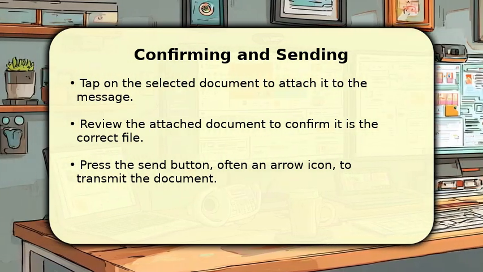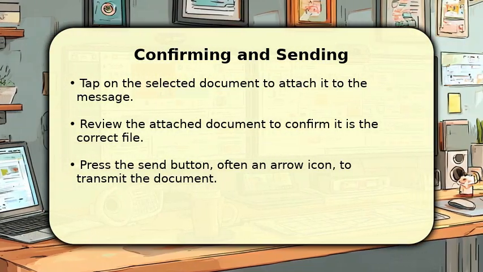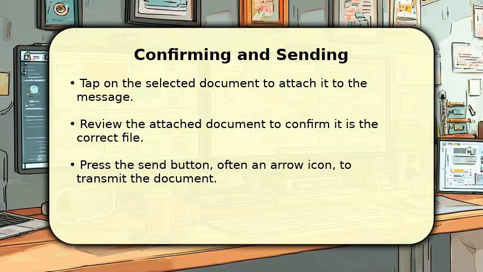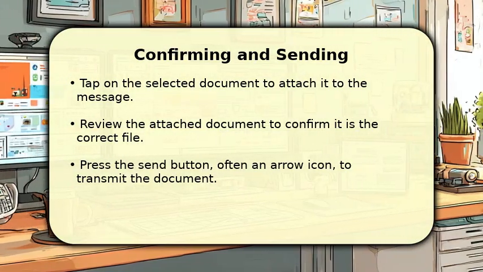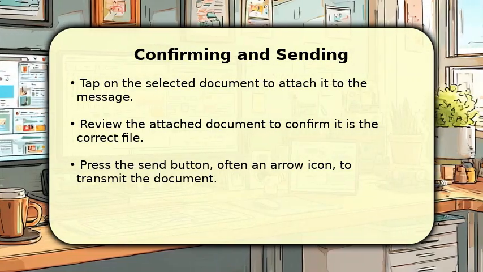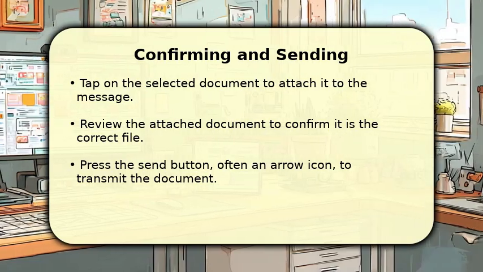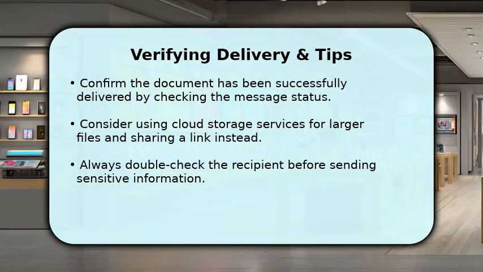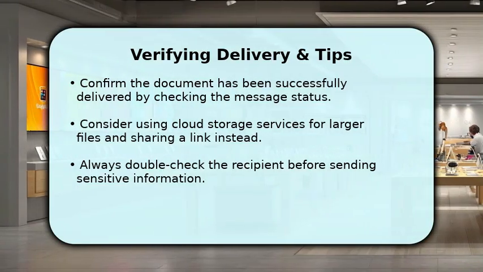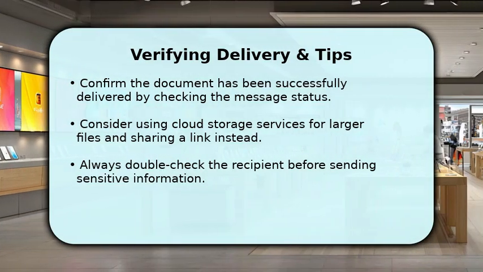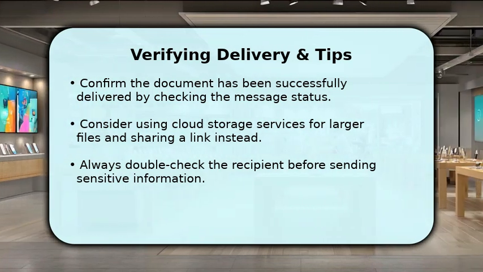Before proceeding, take a brief moment to quickly review the attached file to confirm that it is indeed the correct one you intended to share with your recipient. Finally, press the Send button, which is typically represented by an arrow icon, to transmit your document efficiently to the chosen contact or group. After sending, it is a good practice to verify that your document has been successfully delivered by checking the message status, which usually displays a Delivered or Seen notification.